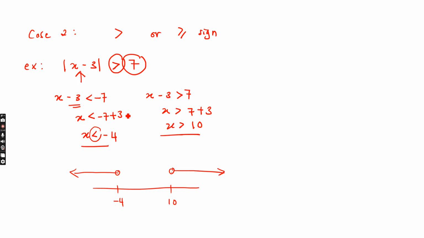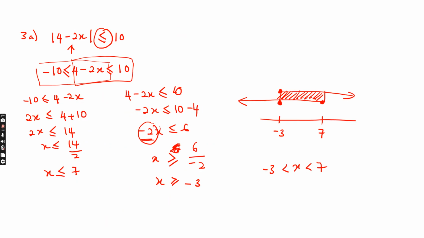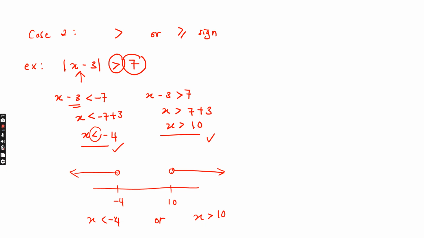So your answer is this one, no? Which is x less than negative 4, x greater than 10. So just put all in between. So basically for this one, we cannot combine like the previous case, the first case, because for the first case, the symbol is less than, which is inside. For the second case, it is for greater sign. So that's why your answer become like this. Okay.